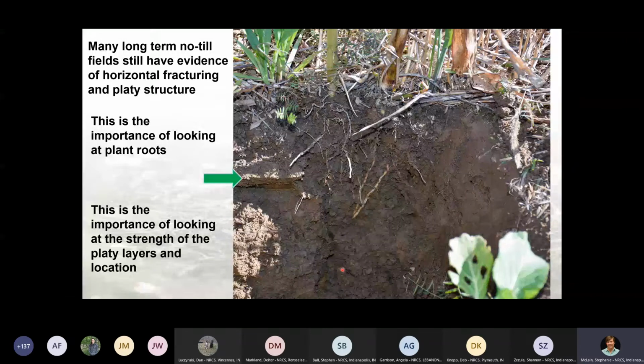Then we're going to start talking about how we put a practice implementation guide together. How do we develop a cover crop mix or cover crop practices to start to address these things even more? So that's some of the things that are worth thinking about as we move forward with this assessment.